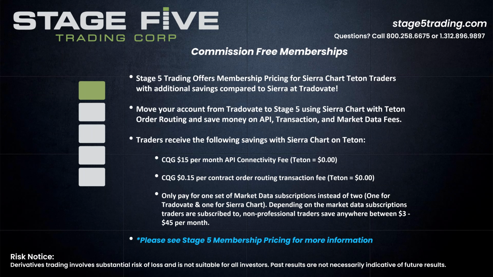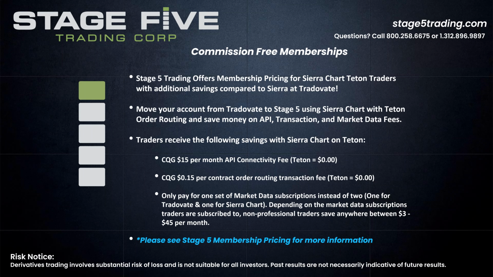CQG is $15 a month. Then they charge 15 cents per contract as an order routing transaction fee. With Teton, it's zero. It's kind of what we were talking about earlier when we were saying no cost, because it's zero, where these other entities have per contract fees. I mean, they can really add up. And then when you're paying for the market data on Tradovate, you then have to pay a second set of market data for the CQG Sierra connection at Tradovate, versus just paying for one set of market data credentials with Sierra Chart directly.